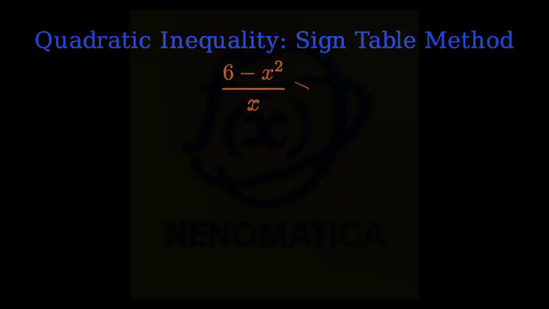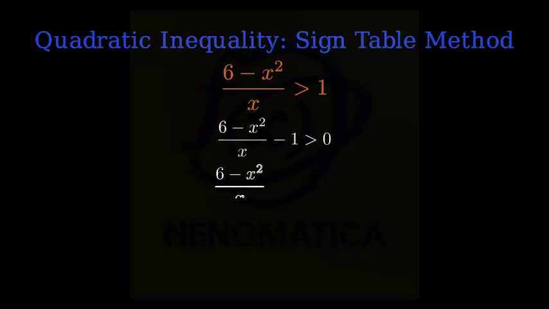In this lesson, we will solve a quadratic inequality using a clean, step-by-step sign table approach. Our problem is the fraction (6 minus x squared) over x is greater than 1. We will transform it, find critical points, build a sign chart, and read the solution.